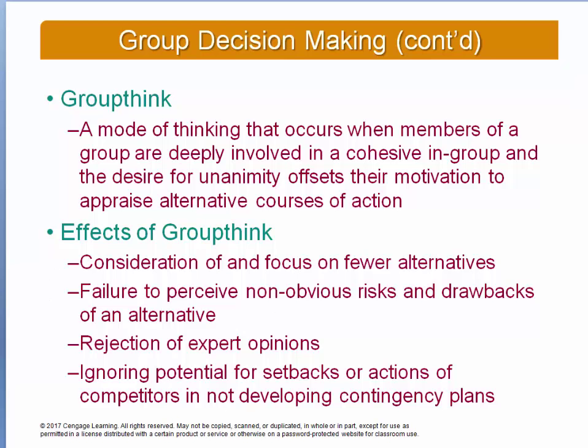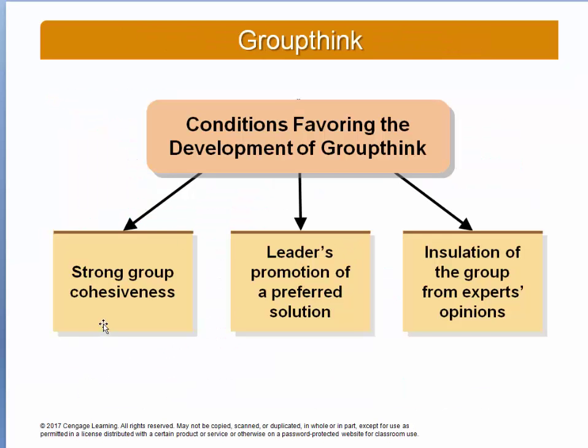So we talked about, okay, so that's groupthink. How do you not do this? Because it can be really bad. So conditions favoring groupthink: strong group cohesiveness. So you should make sure it's okay for people to say, I disagree. Let's get more data. Let's figure this out. Leader's promotion of a preferred solution. So the leader should not be the one who leads the suggesting of possible solutions, because the followers in the group would just say, yeah, what the boss said, right?